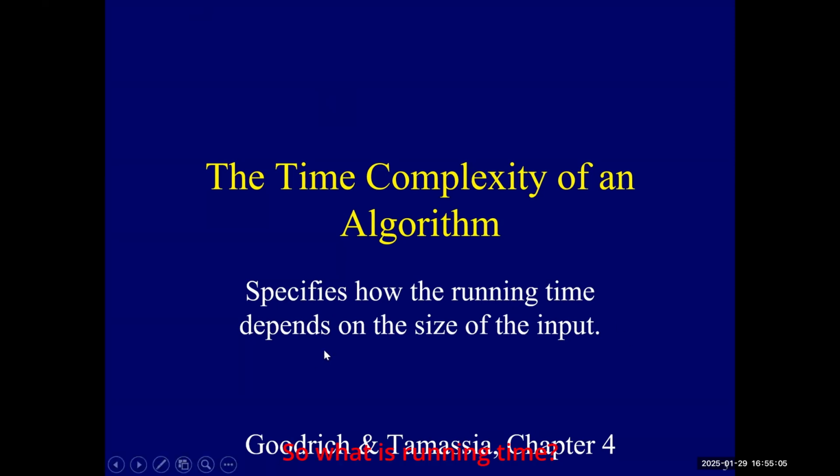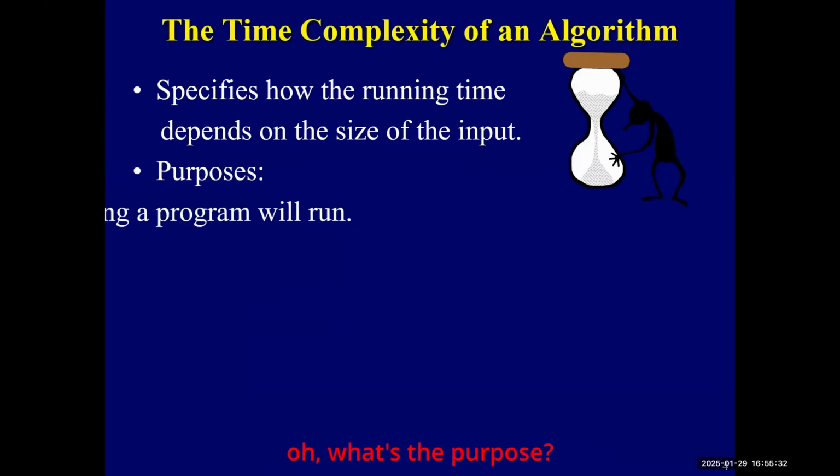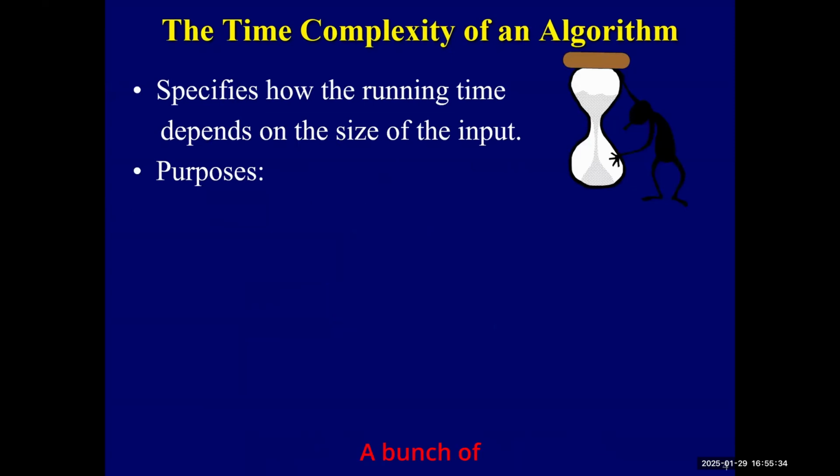So what is running time? It's how the execution time depends on the size of the input, right? We say the input's n, and if the running time is 5 times n squared, then you have an order n squared algorithm, right? Before we can do that, you have to specify what the purpose is. There are a bunch of purposes here.